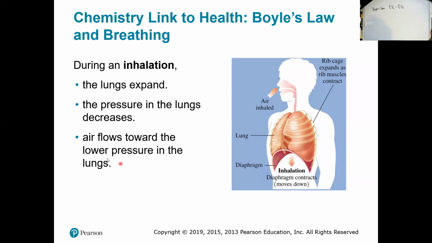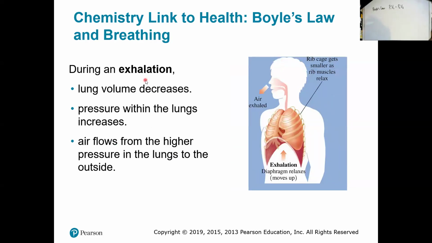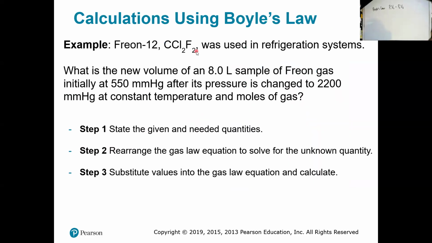Air flows towards the lower pressure in the lungs. Okay, that's your inhale. In your exhalation, you're going to be breathing out and your lung volume is going to decrease. And as your lung volume decreases, the pressure in your lungs will increase. And so the air is going to flow from the higher pressure in the lungs to the outside. Okay, so it's all connected.